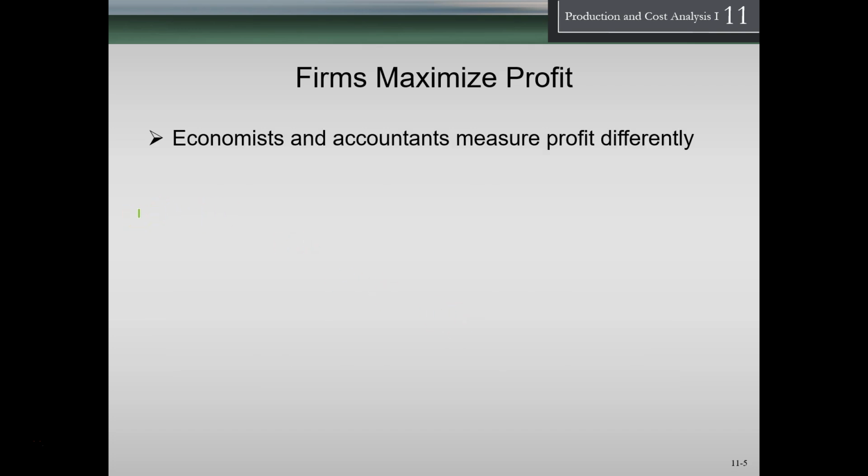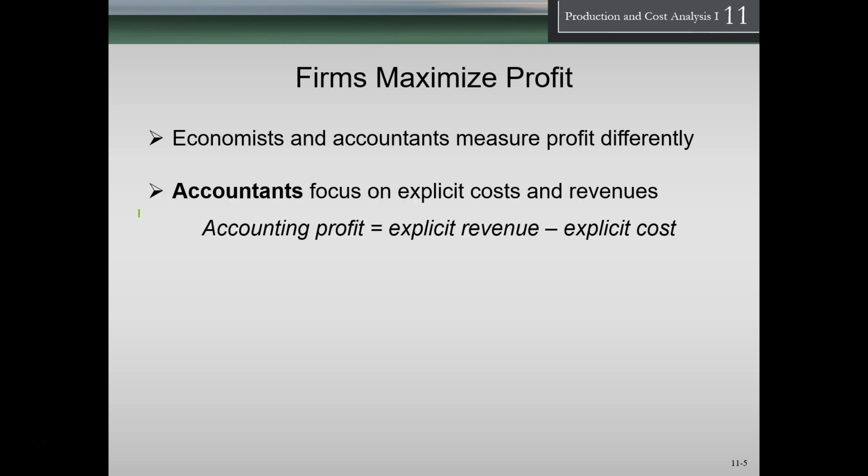So firms maximize profit. Economists and accountants measure profit differently. Accountants focus on explicit costs and revenue. Now, I don't think the distinction here is that cut and dry between accountants and economists, because the decision makers in a firm are usually managerial accountants. They've been trained in managerial accounting, and managerial accounting takes into account a lot of these topics that are kind of economic topics. And these topics are going to include managerial decision making.